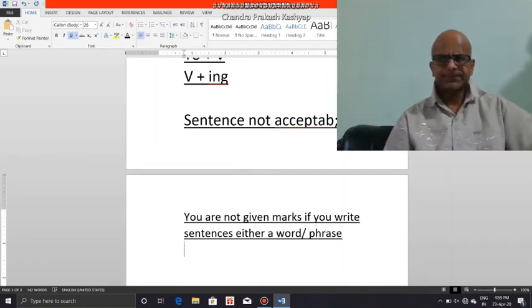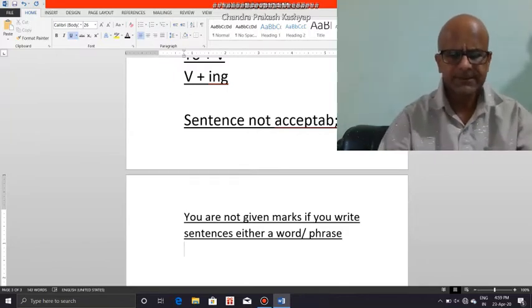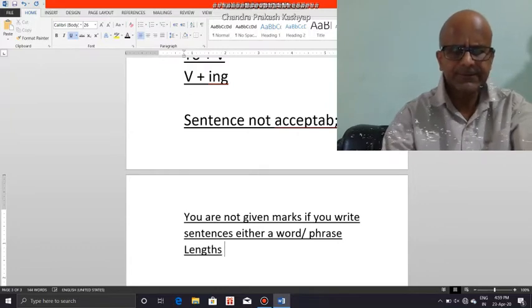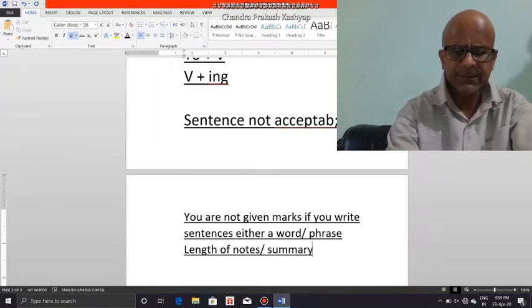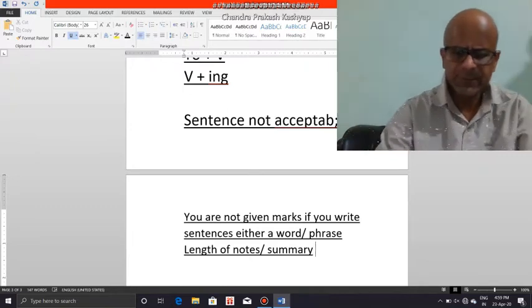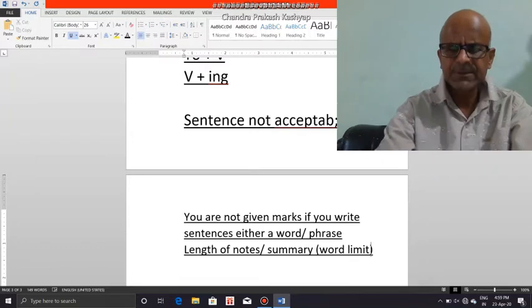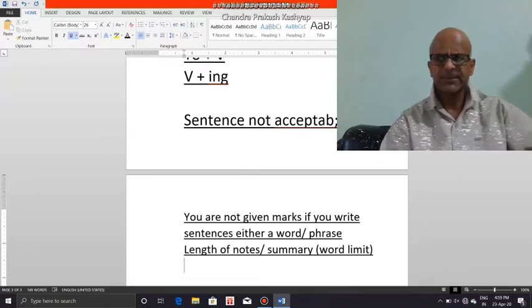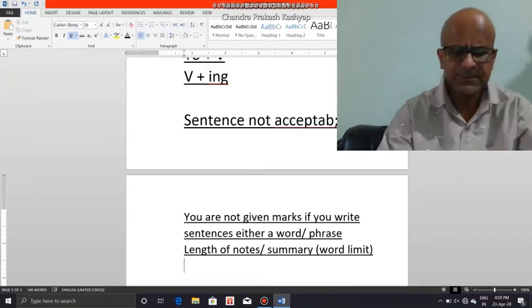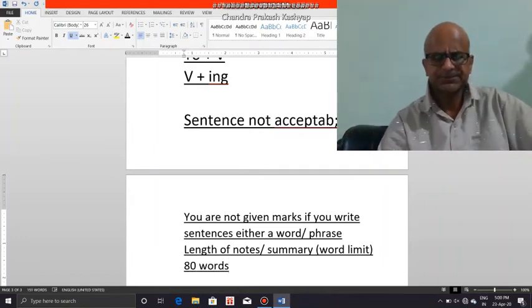Now, the length of notes or summary, or the word limit. What I'm talking of is the word limit. Whereas the word limit as far as summary is concerned, it's specified. It's 80 words.